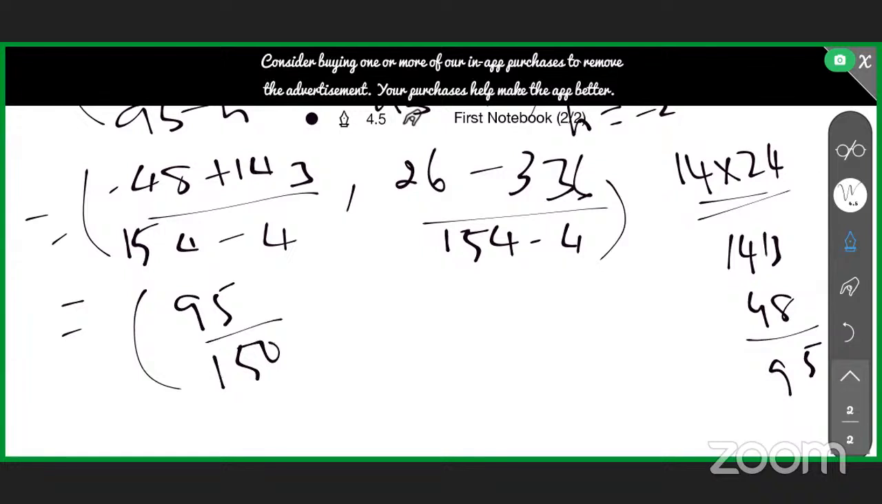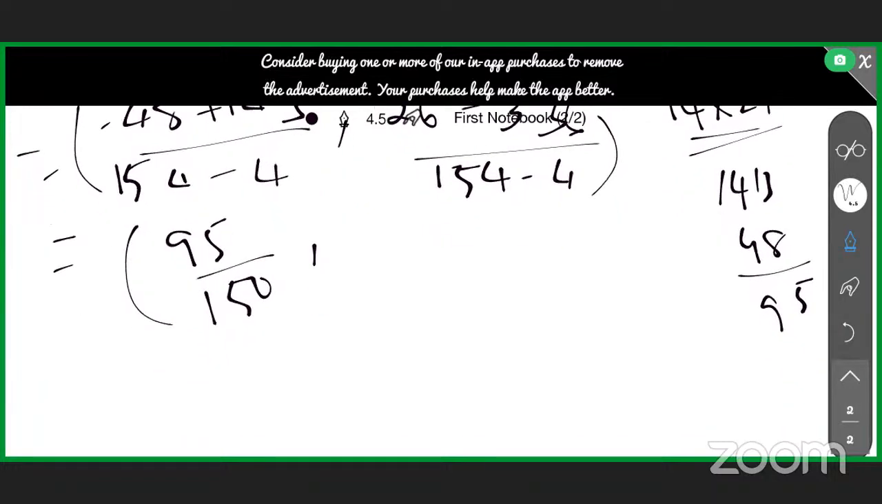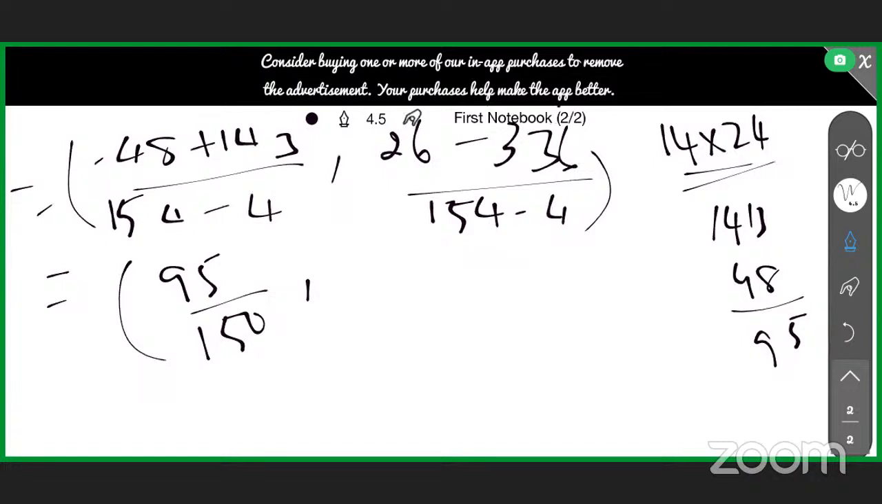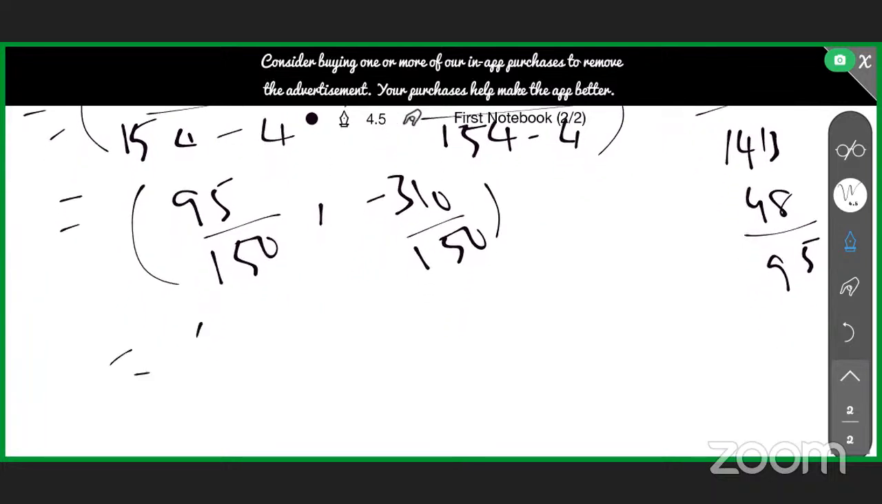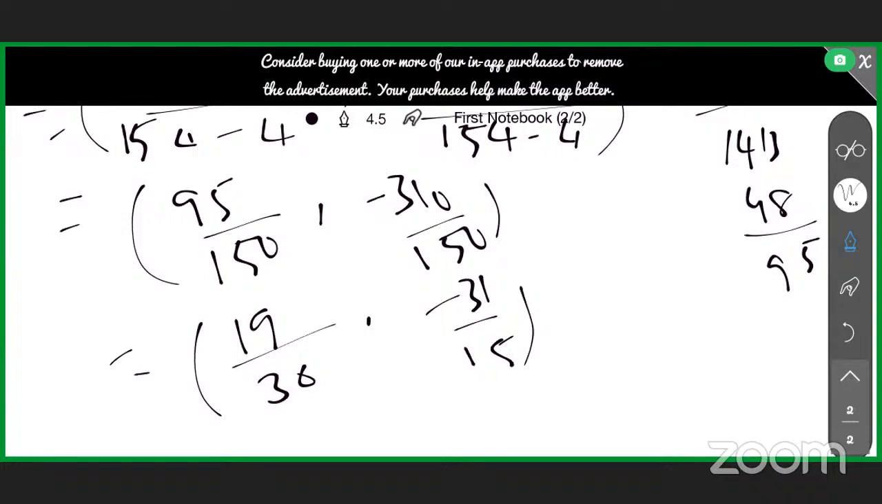Minus 310 by 150. Simplify further. Dividing by 5, 191 by 150 becomes 19 by 15 and so on, giving minus 95 by 30, comma minus 62 by 30, which simplifies to minus 31 by 15. So this is the place where we have to shift our origin.